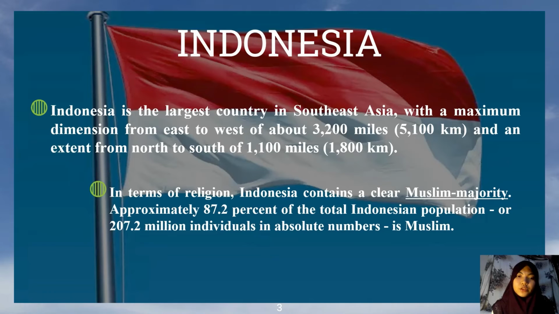In terms of religion, Indonesia has a clear Muslim majority, approximately 87.2% of the total Indonesian population, or 207.2 million individuals in absolute numbers. About 56.7% of the Indonesian population lives on Java, the most populous island. The population density of Indonesia is currently 140.08 individuals per square kilometer.